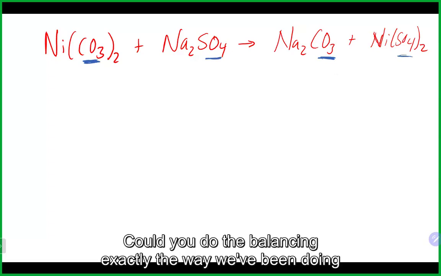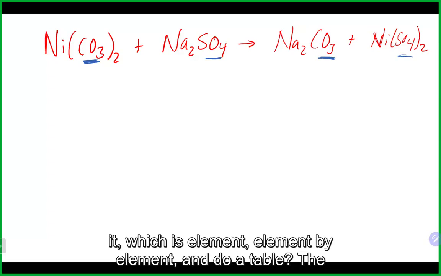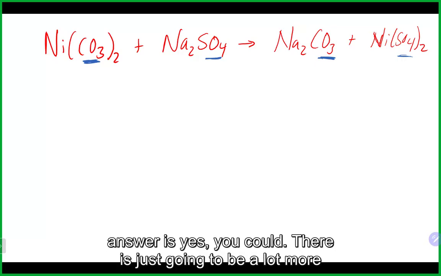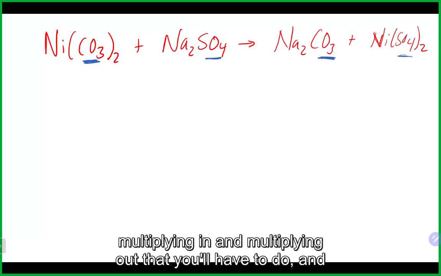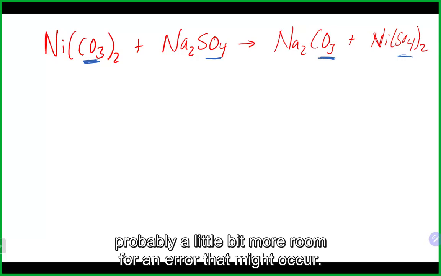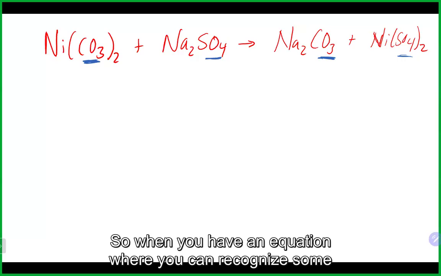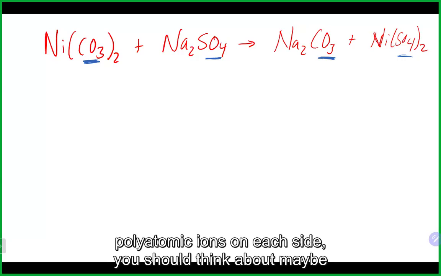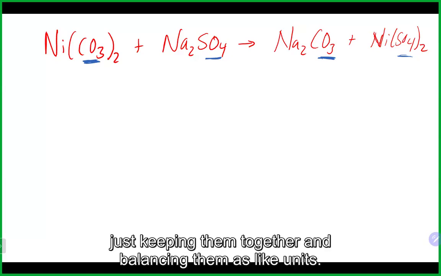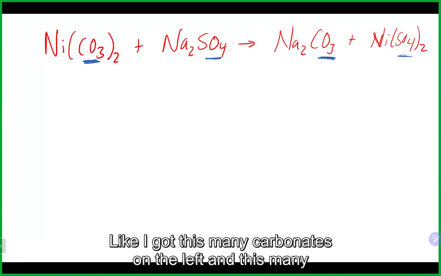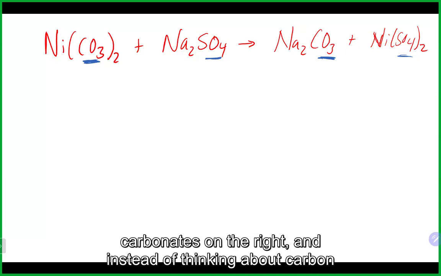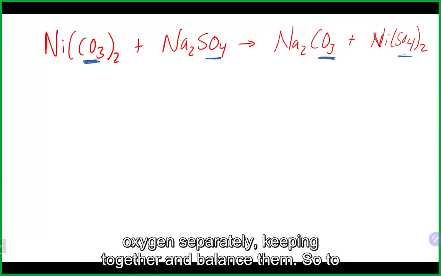Could you do the balancing exactly the way we've been doing it, which is element by element, and do a table? The answer is yes, you could. There is just going to be a lot more multiplying in and multiplying out that you'll have to do, and probably a little bit more room for an error that might occur. So when you have an equation where you can recognize some polyatomic ions on each side, you should think about maybe just keeping them together and balancing them as units. Like I got this many carbonates on the left and this many carbonates on the right. And instead of thinking about carbon and oxygen separately, keep them together and balance them.